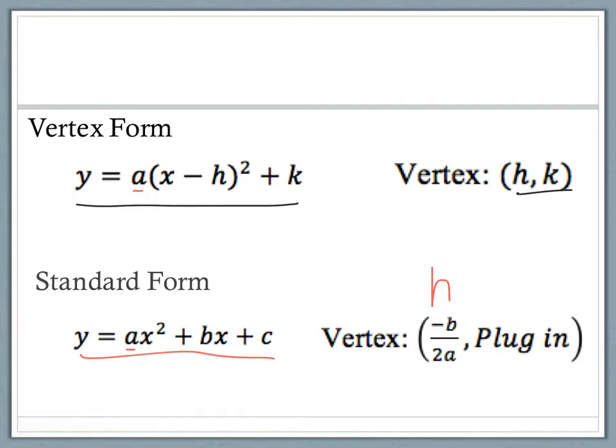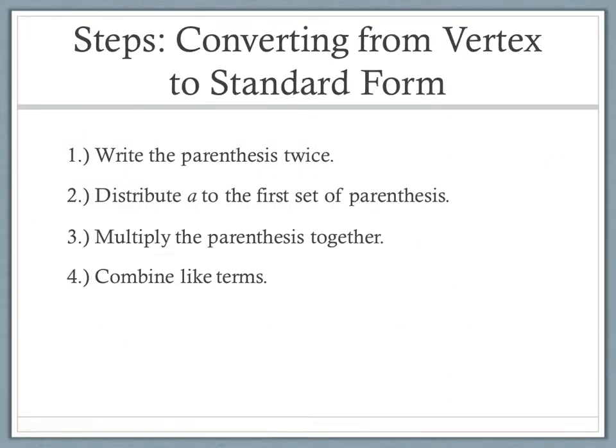In order to find k, we'll get that h value and then plug it in to find out what k would be. Now if I go from vertex to standard form, we're going to rewrite our parentheses twice, distribute the a to the first set, multiply or FOIL our parentheses, and then combine like terms. So let's take a look at an example.